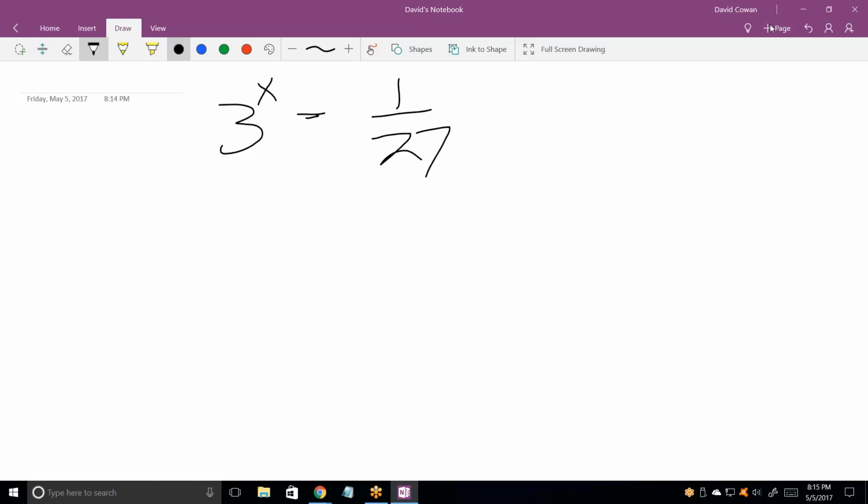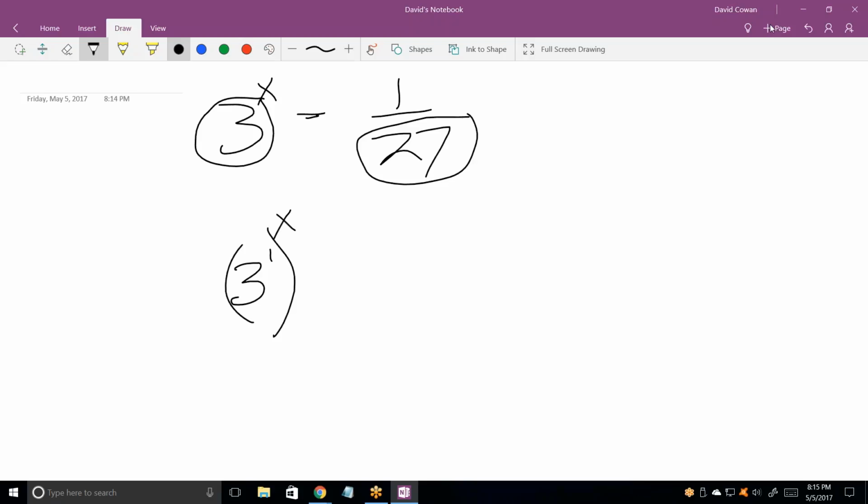Here's the thing. This is an exponential equation. 99% of the time, you have to use logarithms to solve an exponential equation. This is one of the few times that you do not have to use logarithms. The reason is that there is a common exponential base between those two numbers, and it is 3. In other words, I can express this as 3 to the 1 raised to the x power.